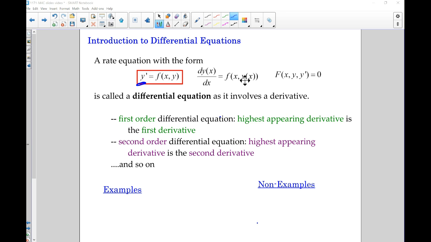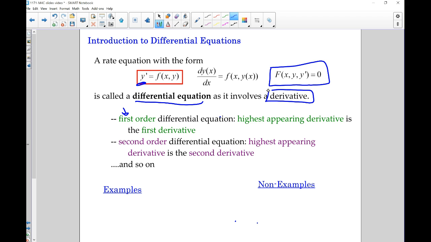Another even more common notation that you might see is this sort of thing. So this is saying that you have a function that contains x, y, and y prime equals 0. And these are all examples of differential equations, specifically first order differential equations. Okay. So again, basic definition, a differential equation involves a derivative.